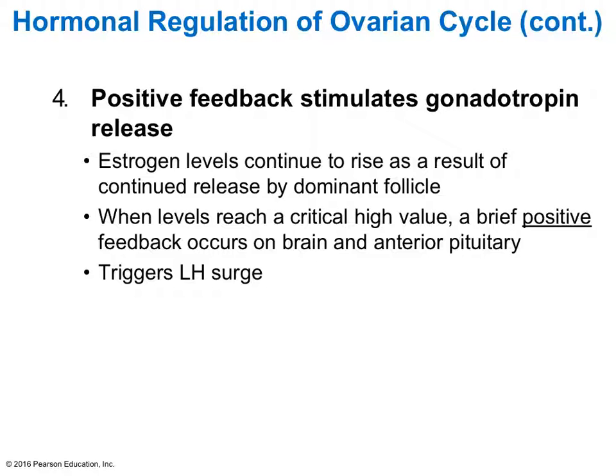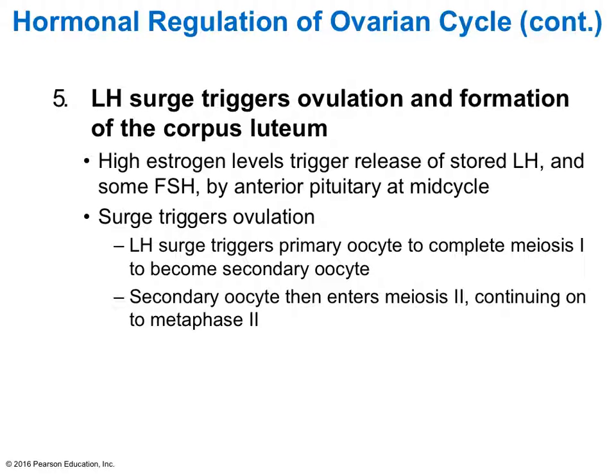As that dominant follicle continues to develop, it's going to continue to produce estrogen. When those estrogen levels peak, again, there's a brief positive feedback rather than negative feedback. So it's going to trigger a surge in luteinizing hormone release. The surge in luteinizing hormone is going to lead to ovulation.